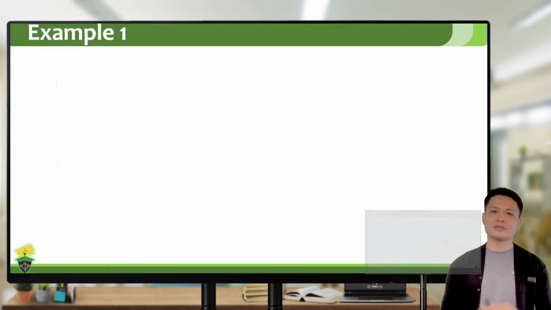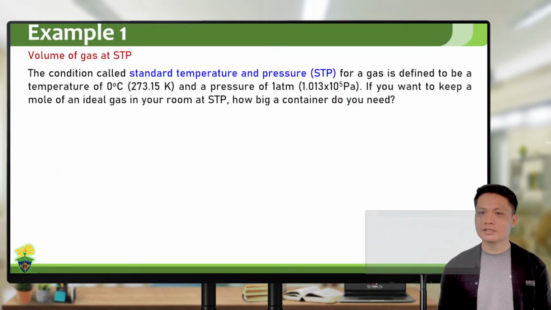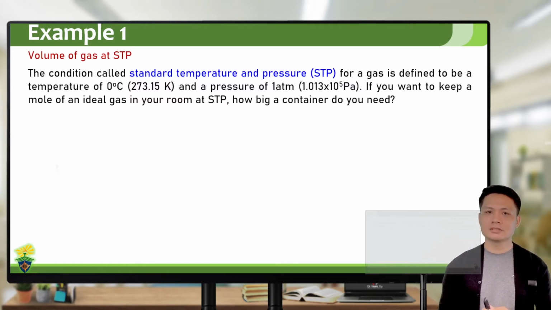So let us consider a few examples. First, consider a volume of gas at STP. The condition STP, or standard temperature and pressure, is a situation where the gas is defined to be at a temperature of 0 degrees Celsius, or for our standard SI unit, that is 273.15 Kelvin. And at STP, the pressure is considered to be 1 atm, or that is 1.013 times 10 to the power of 5 pascals.